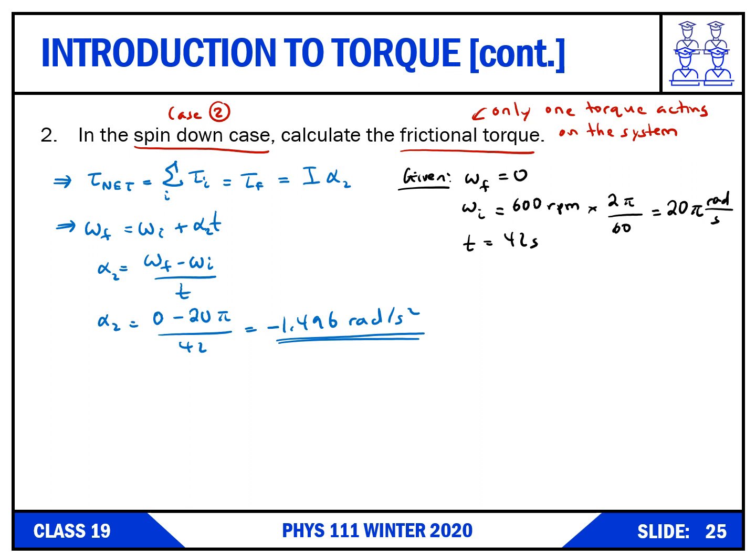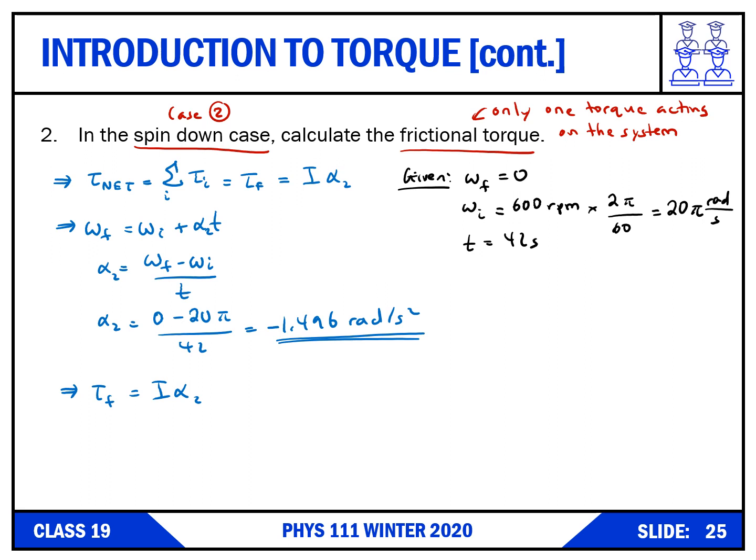So we're also given the equation for net torque. We're not given, we were able to solve for it up here. So now that we have the angular acceleration for the second case, we can plug that in to tau f is equal to I alpha 2. And it seems like we're still missing something. Seems like we're missing I.